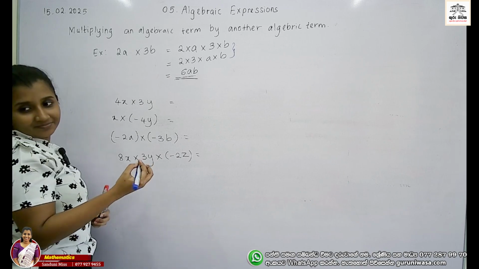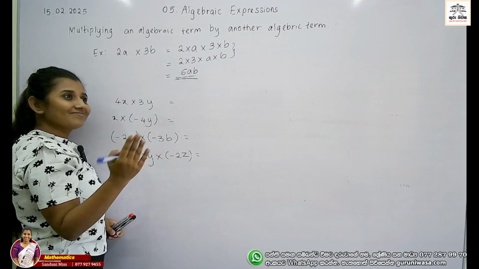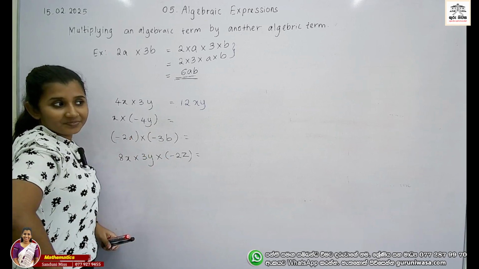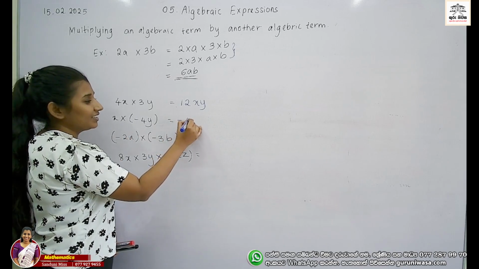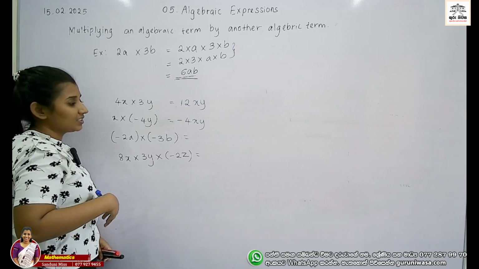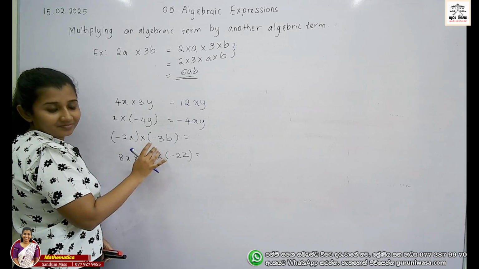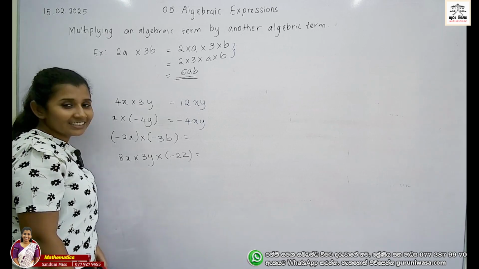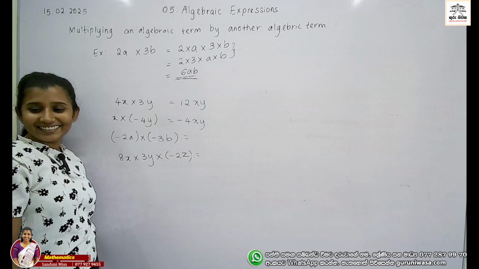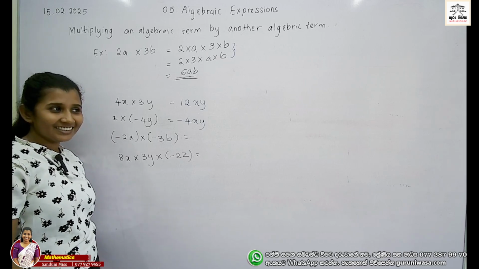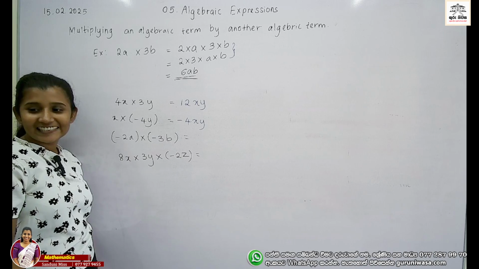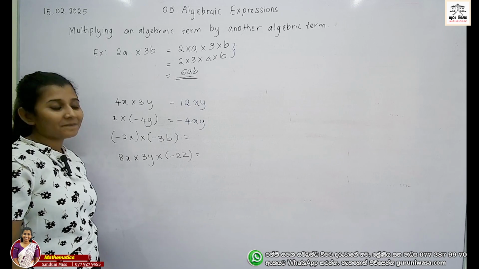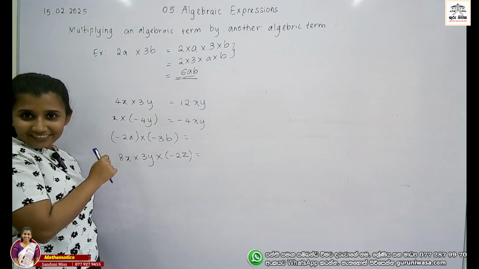4x times 3y is how much? 12xy. Good. x times minus 4y. Minus 4xy. Very good. Minus 4 times 5x is also correct. No problem. What about this? Minus 6ab. Okay. Any other answers? Plus 6ab. Right. What happened is negative into negative is plus.